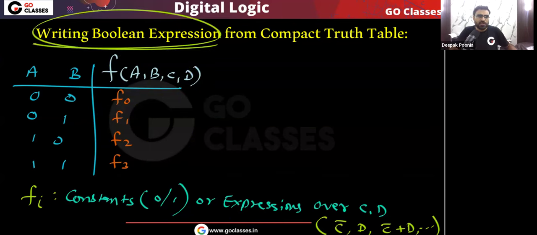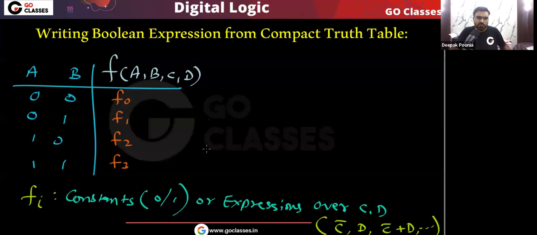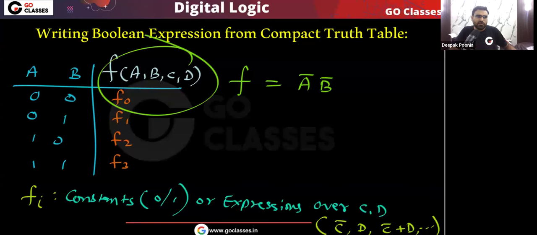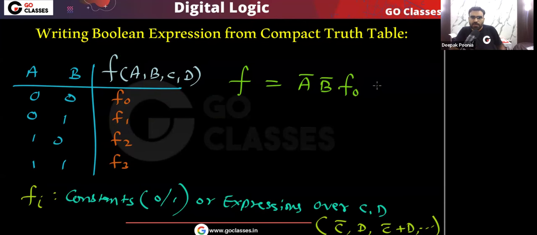Now how to write the boolean expression from this compact truth table? This is very easy. So let's see this. Here you can see for a0 b0 the min term is a bar b bar. So for this min term a bar b bar, the function output is f0. So I can write the function expression like this: when a bar b bar, the function output is f0. Very simple.